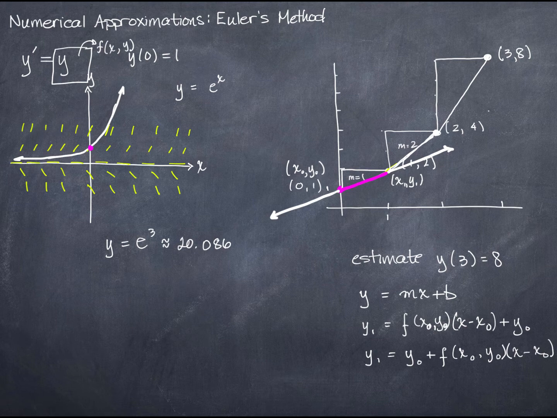Now, if I generalize this, I'm going to get that the nth y value is equal to the y value before that plus a function of x and y times the difference between two x values.